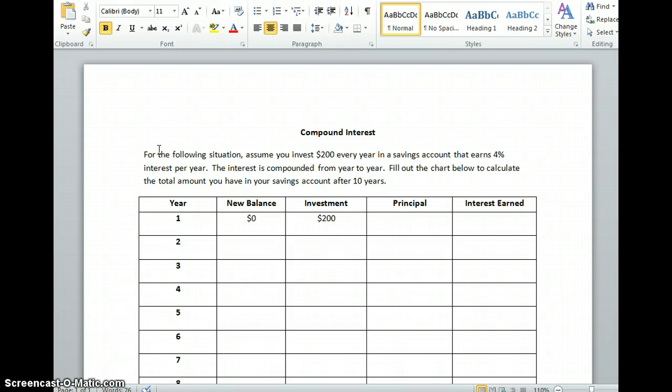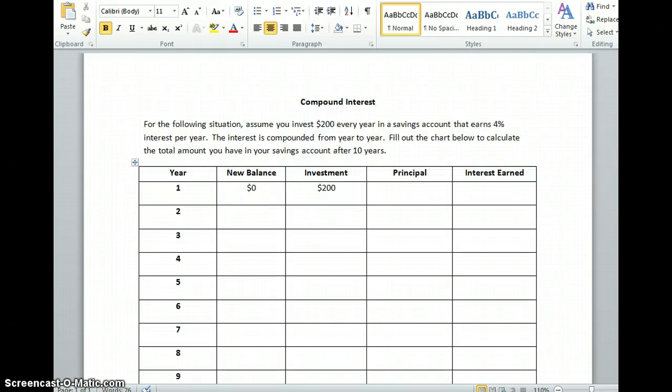Compound interest works pretty much the exact same way. We start off with a basic principle. In this case, notice that my investment is $200. For the following situation, assume that we invest $200 into a basic savings account that earns 4% interest per year. That's going to be compounded over and over again. That means we're going to earn interest on our previously earned interest, which is the concept of compound interest.